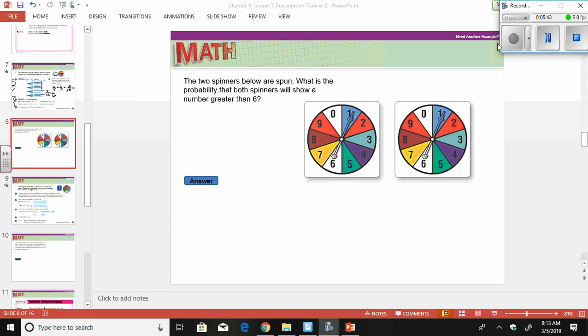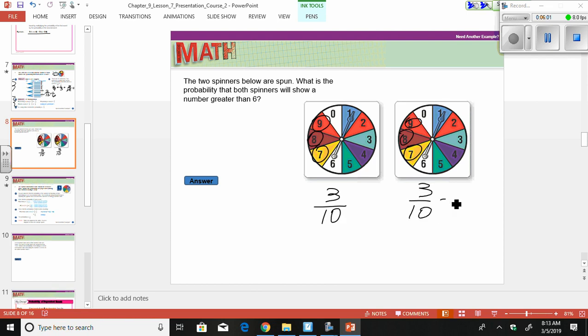Now we can read this. So again, numbers greater than 6. So 7, 8, 9, greater than 6. So we have 3 out of 10, and 3 out of 10 gives us 9 out of 100 when we multiply those two. So we have a 9 out of 100 chance, or a 9% chance, of getting a number greater than 6.